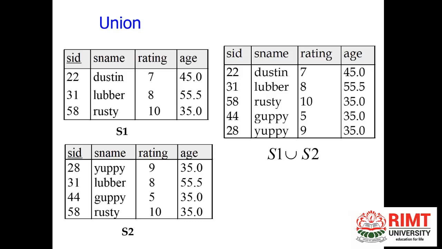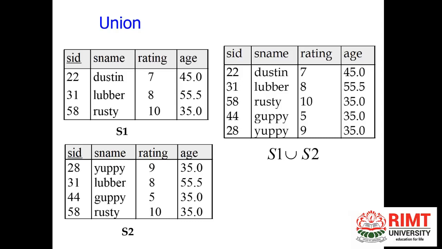You can see here the SID field data type is numeric. SNAME data type is character. Rating data type is again numeric. And age is again numeric. Clear? So in both relations we find that the number of fields is the same as well as their data types. Clear? So it means they are union compatible. So now, if they are union compatible, we can apply union on these two tables.